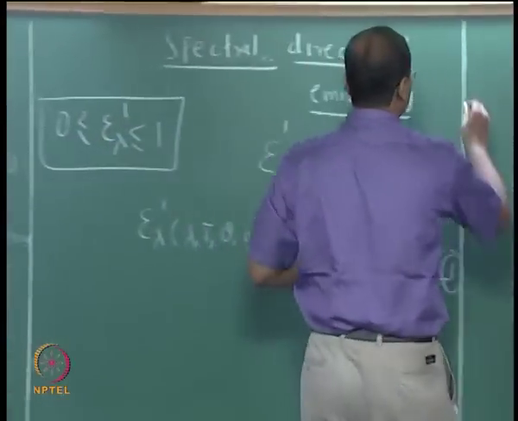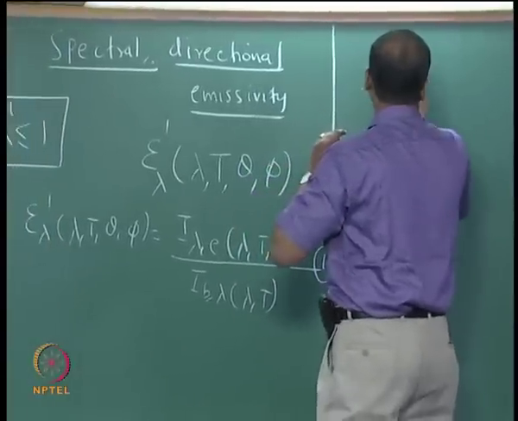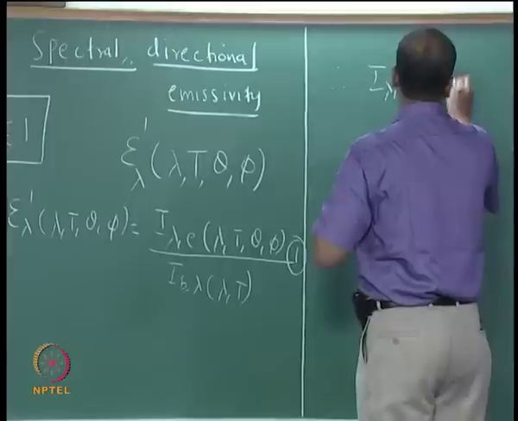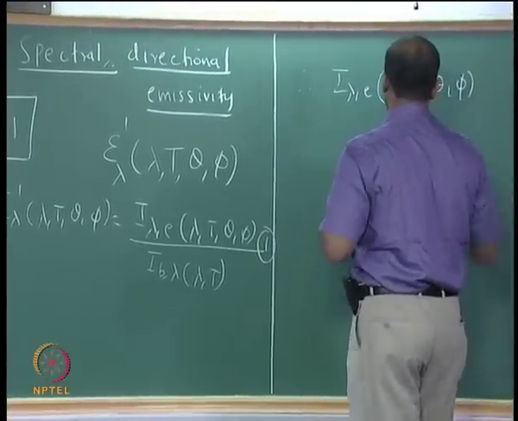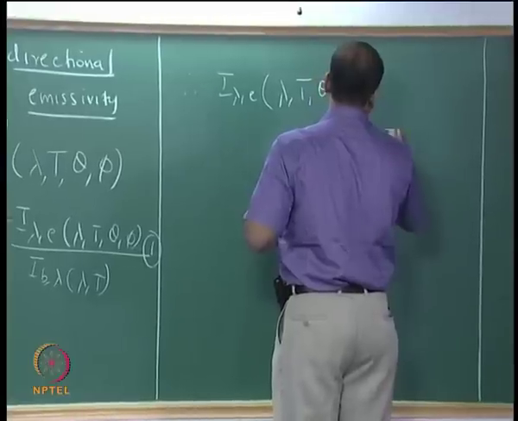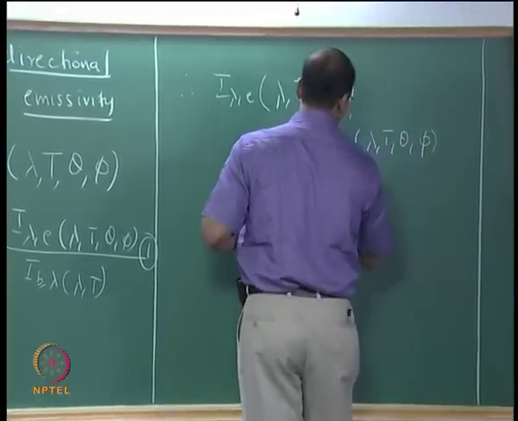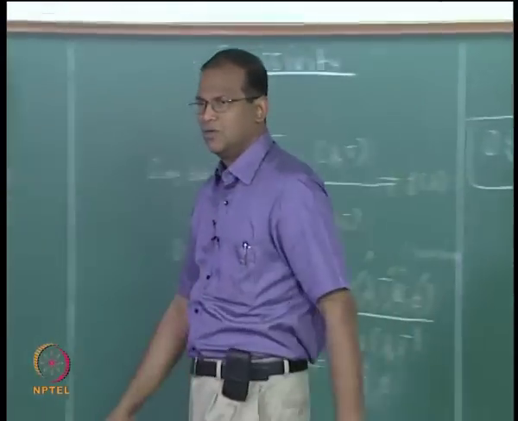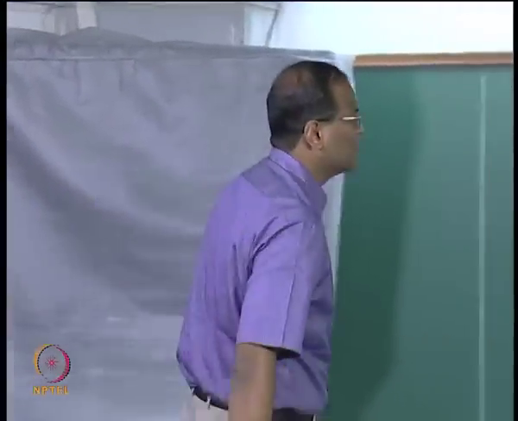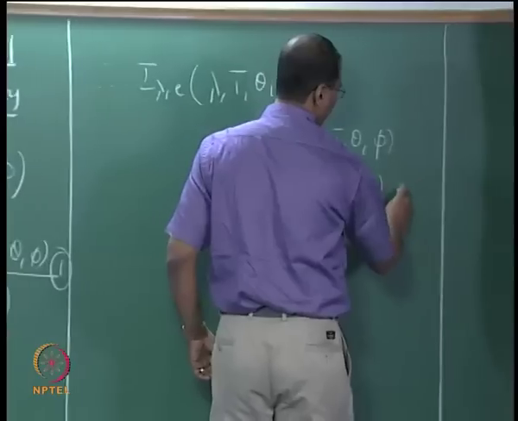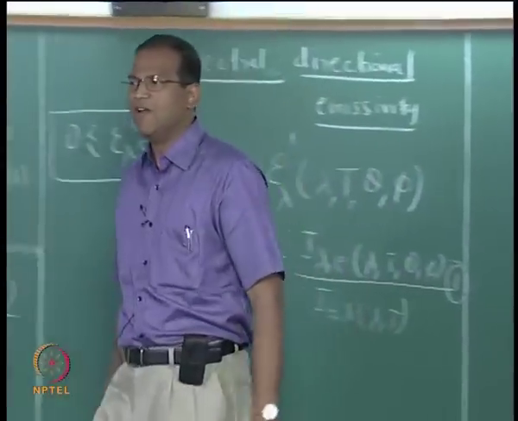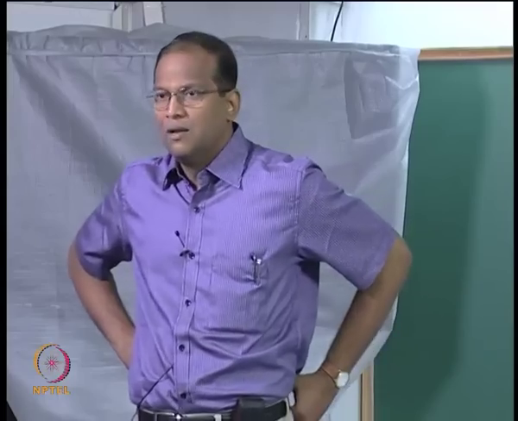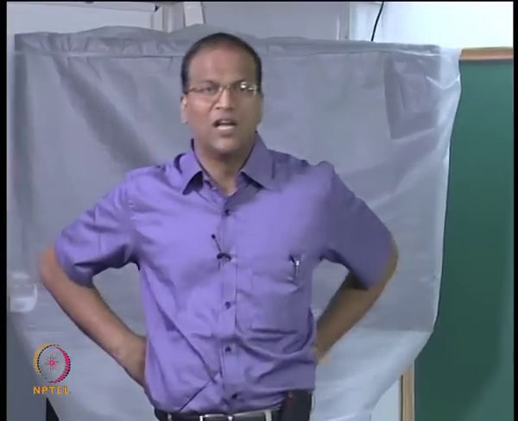Now therefore, I lambda E equals epsilon lambda dash times I B lambda. I'm just rewriting. I can call it equation 2 for a given temperature, wavelength and a given direction. If somebody gives me epsilon lambda dash, either from theory or from experiments, I can use the Planck's distribution and get the I B lambda, multiply epsilon lambda dash by I B lambda and find out what is I lambda E.